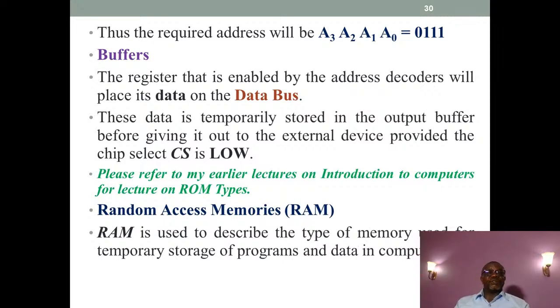So we say, thus the required address, from A0 on the right to the MSB A3, will be 0111. Buffers, like in that diagram, we saw a buffer. The register that is enabled by the address decoders will place its data on the data bus. This data is temporarily stored in the output buffer before giving it out to the external device, provided the chip select is low. That is why in that figure, the chip select has a bar on top of it.